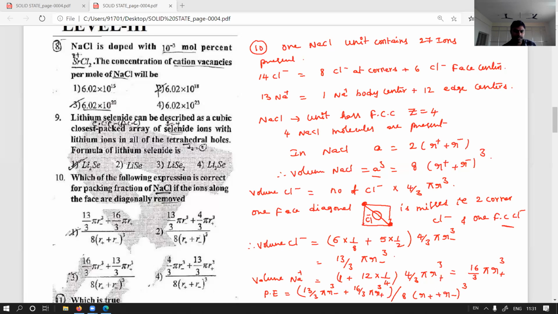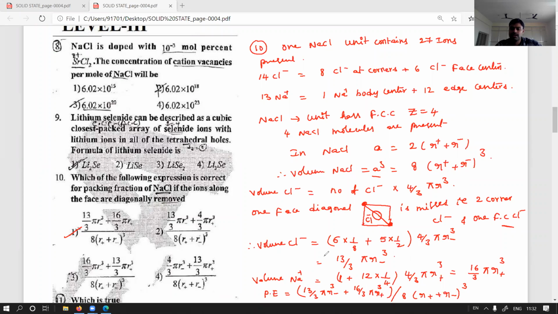The correct answer is the first one. See, it is very simple. In the NaCl question, they asked for calculating the packing efficiency of NaCl. One important concept they introduced is that one face diagonal is missed. Out of 14 chloride ions, 8 are at corners and 6 at face centers. There are 2 chloride ions at corners and 1 chloride ion at a face center missed. That's why the total number of chloride ions is 6 into 1 by 8 plus 5 into 1 by 2, into 4/3 pi r cube.